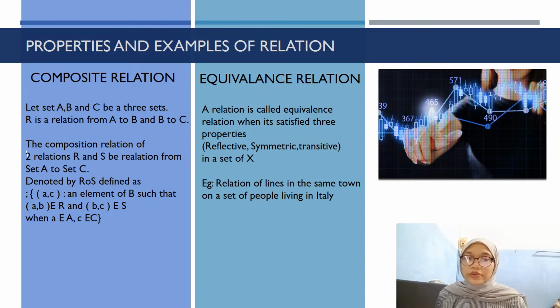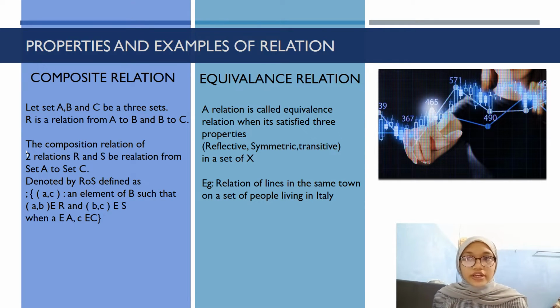Next, for the composite relation, a relation is known as a composite relation when it connects two or more relations for more than 3 sets, as shown in the example. Two relations R and S connect 3 sets, which are set A, set B, and set C. It is denoted by R∘S for the connection of relations R and S.